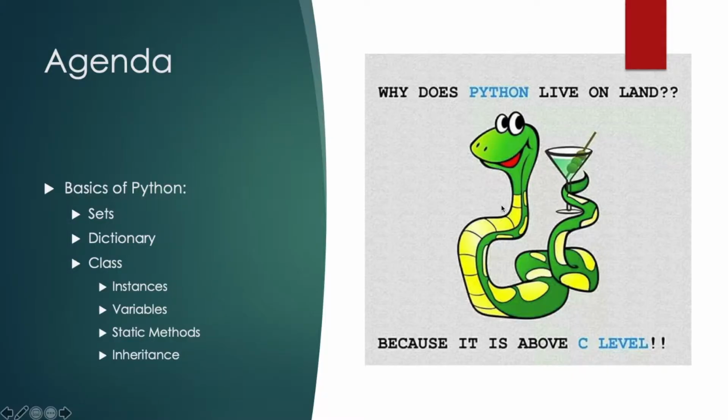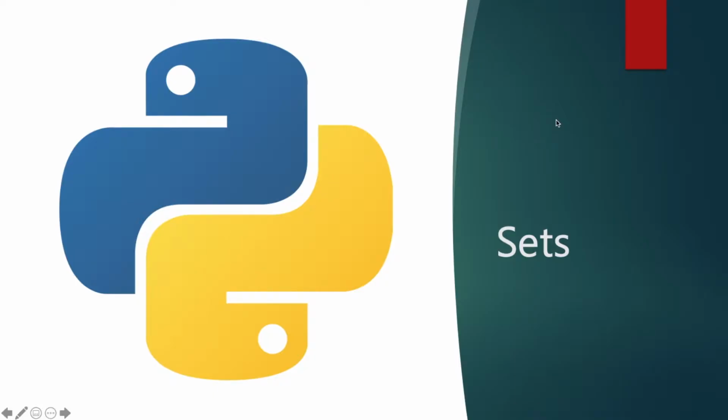So today we will mainly cover sets, dictionaries, what are instances in a class, how to define variables, what are static methods, and what is inheritance. So let's begin. Sets. So let us see what are sets.